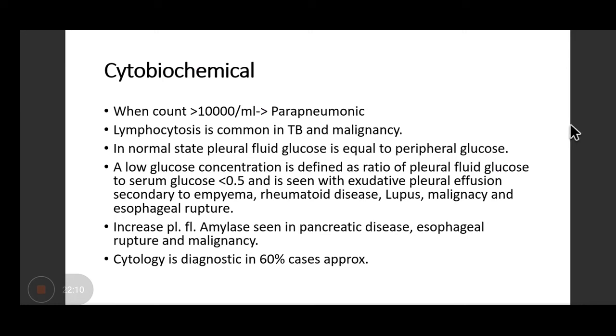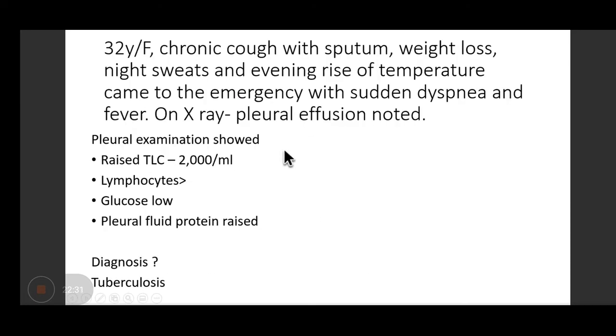Lymphocytosis indicates what? Lymphocytosis indicates tuberculosis. Most commonly tuberculosis in India, especially. If there is pleural effusion with a high TLC and you see predominantly lymphocytes, you will make a diagnosis of tuberculosis. Okay.